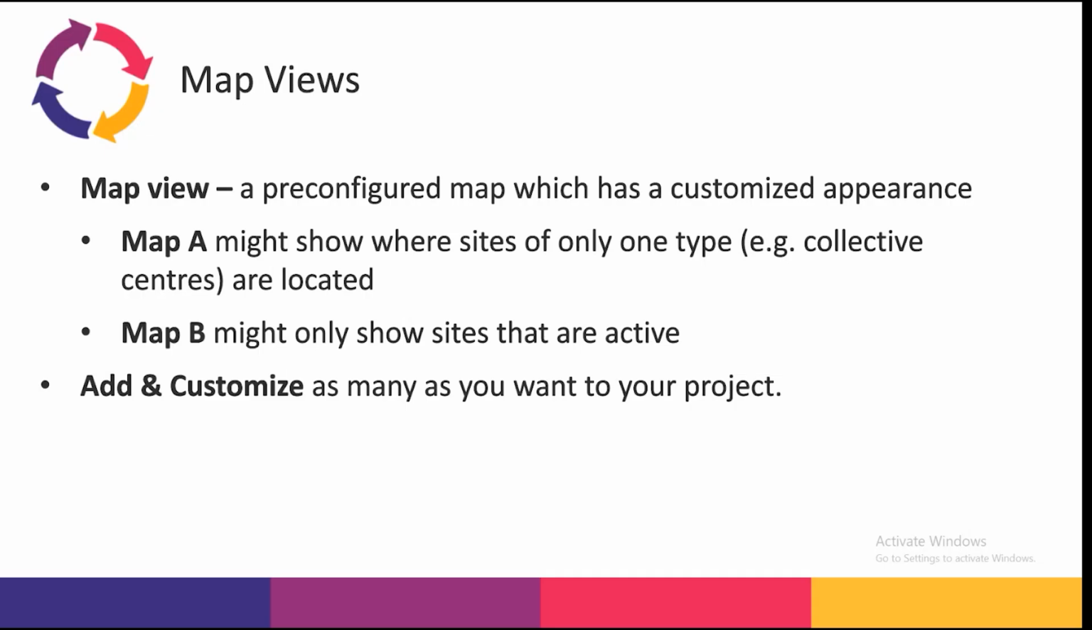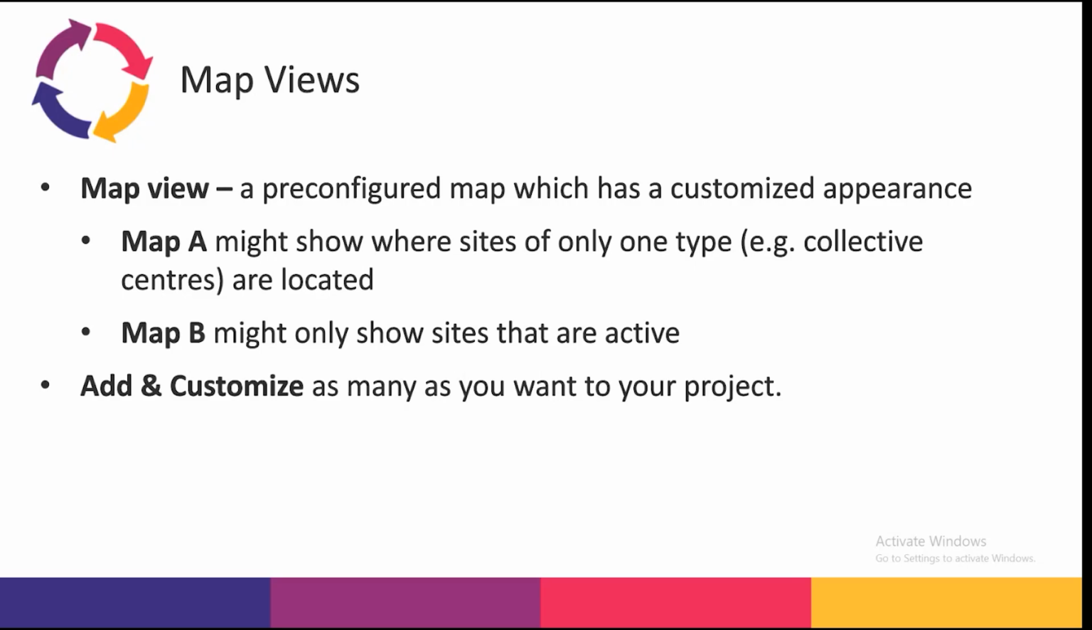Okay, so map views are essentially in Zeit a pre-configured map which has a customized appearance. The maps can be seen on the dashboard, for example, on the main page on the Zeit platform as one of the tabs. So where you see contacts, you will also see maps, and you can customize those maps. So as an example, you might have one map which shows where only one type, let's say collective centers, are located in your project, in your operation, whereas another map might only show sites which are active.